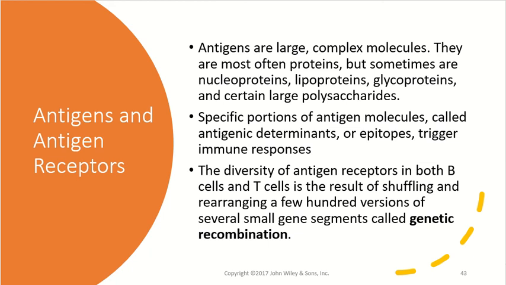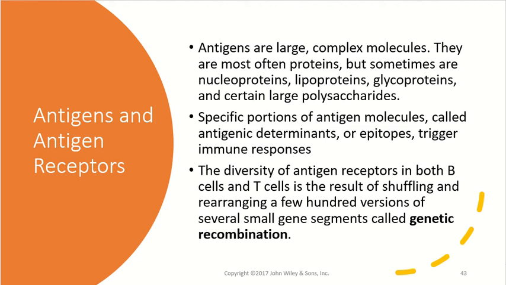Antigens are going to be large, complex molecules, typically proteins, although sometimes they can be nucleoproteins, lipoproteins, glycoproteins, and on the odd occasion, large polysaccharides. Specific portions of antigen molecules are called antigenic determinants, also called epitopes, and these epitopes are generally what's responsible for triggering the immune response.